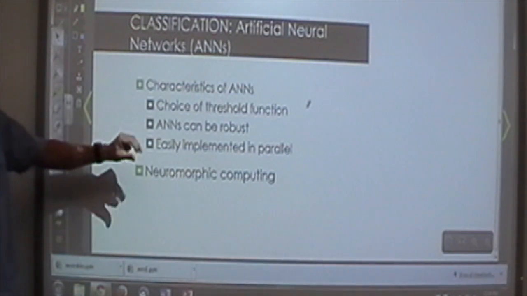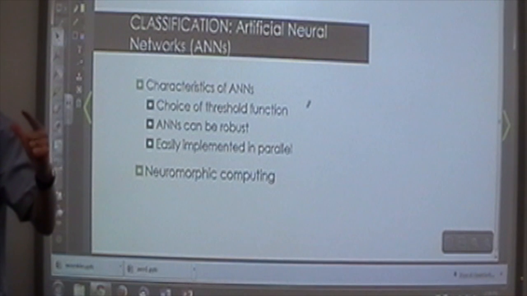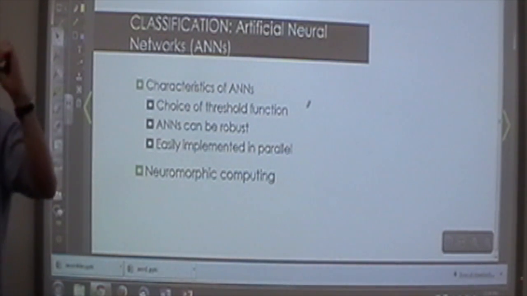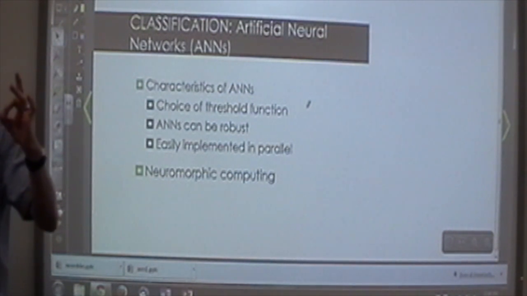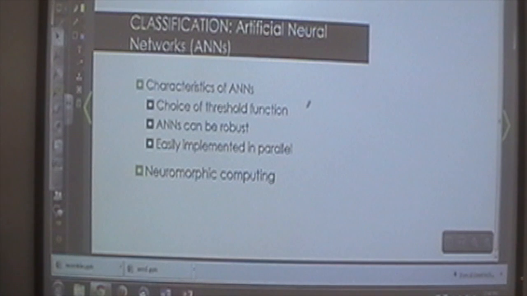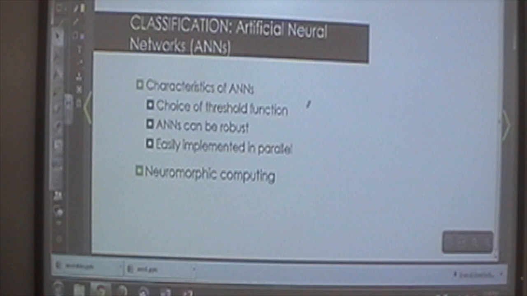They can be robust. One big advantage of neural networks is it's very easy to implement these in parallel, because you can think of each individual processor as a separate neuron. And there are some exciting things going on in the world of chip development, in an area called neuromorphic computing. IBM recently has been working on what they call neuromorphic chips, which are basically chips designed with neural networks in mind. So they basically are going to do the neural networking themselves.